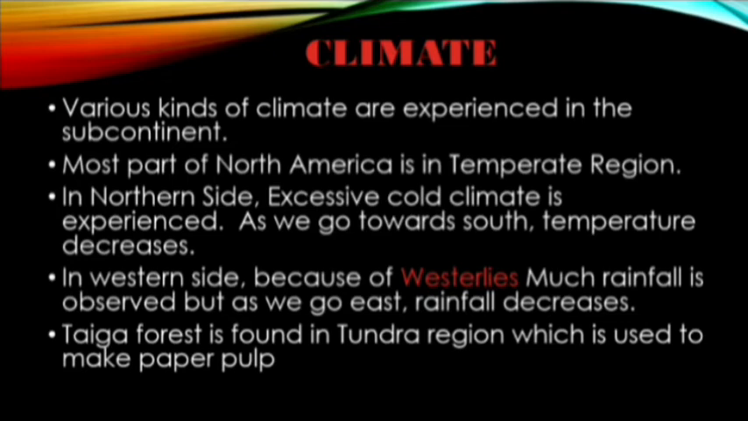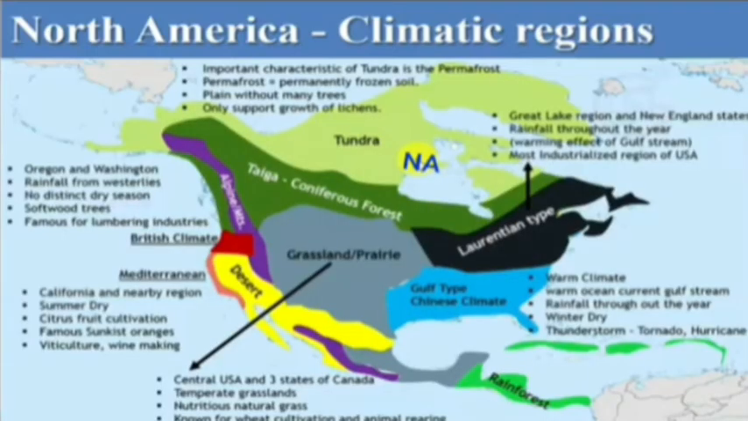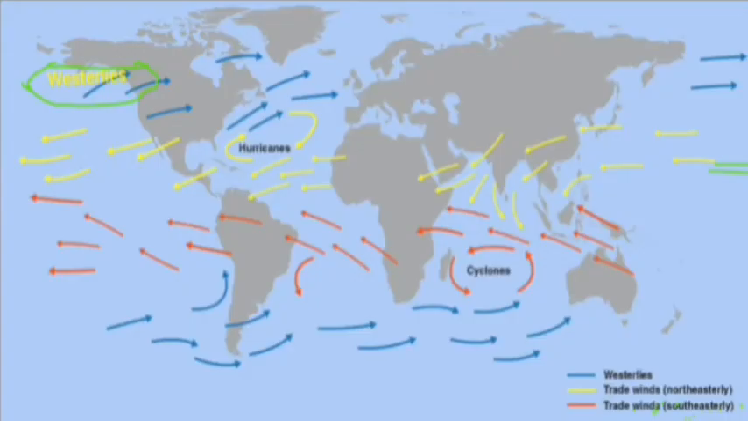Because of this, on the western side of the continent, much more rainfall is experienced. Here you can see westerlies are blowing, and because of it, in the British area, rainfall also happens. If you see, Britain and this region of North America are on the same latitude. That's why in this part of the western side of North America, much more rainfall is experienced.